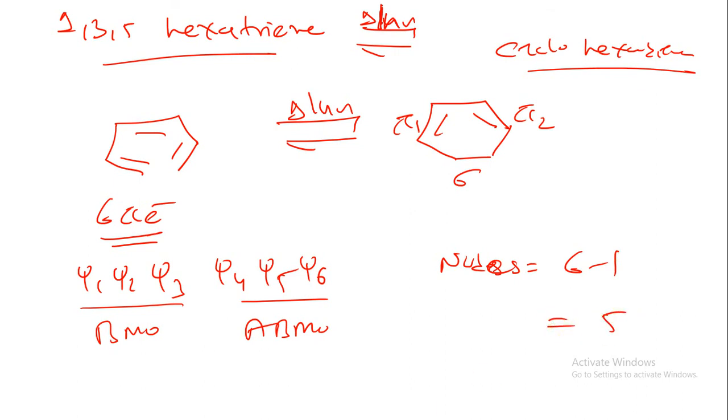Okay, so now after seeing 1,3-butadiene, we have to draw the correlation diagram for con and dis for the 1,3,5-hexatriene, and we have to conclude whether this reaction is thermally allowed or photochemically forbidden. So now let us understand by its correlation diagram. I will draw this correlation diagram first of all.